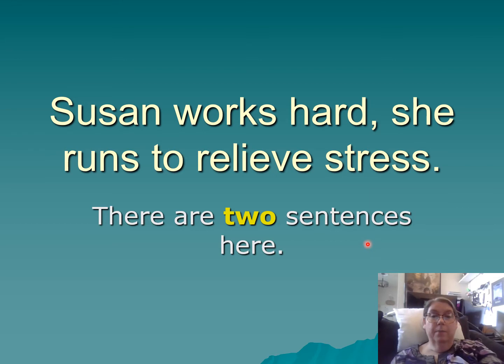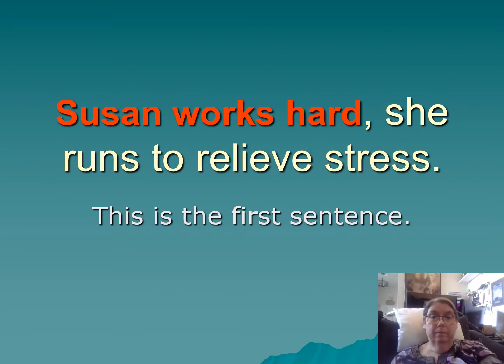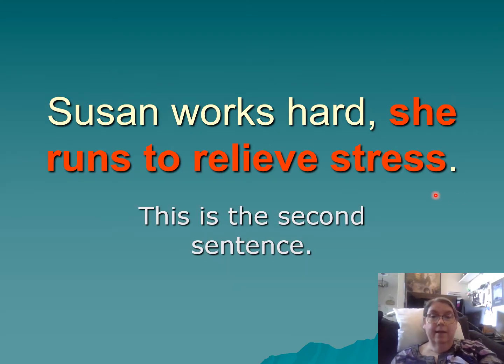So here's an example. Susan works hard, comma, she runs to relieve stress. So there are two sentences here. Susan works hard, that's the first sentence. The second sentence is she runs to relieve stress. And of course, in the middle, there's my comma. And since I have a subject and a predicate, another subject and another predicate, even though she refers to Susan, I created a comma splice.